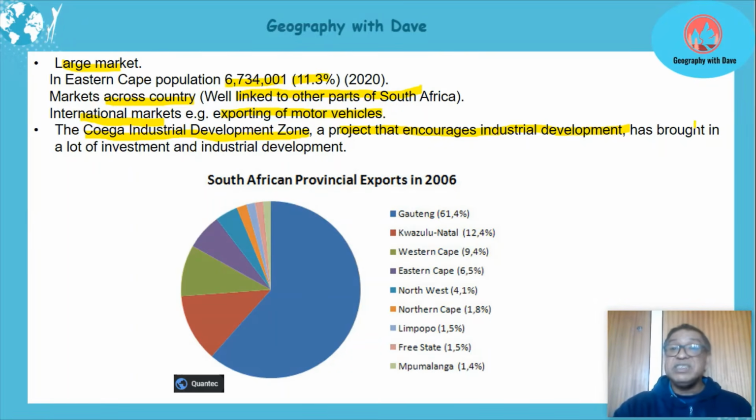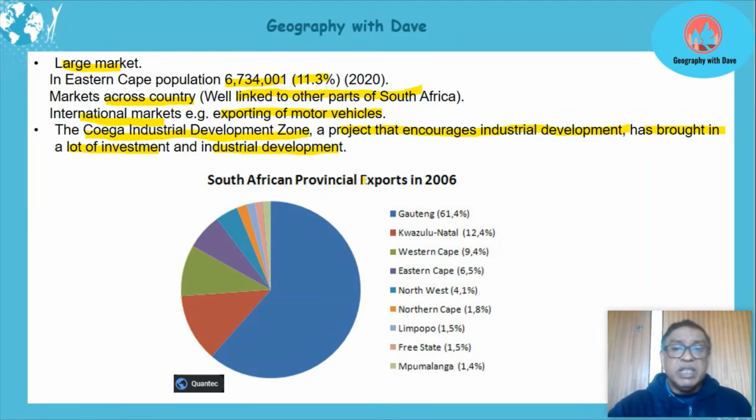So what has this done for this area? It's brought in a lot of investment, learners, and industrial development. It's grown, because this industrial development zone is in this area. It's also a factor that favored this area. You understand? It's a factor that favored this area.